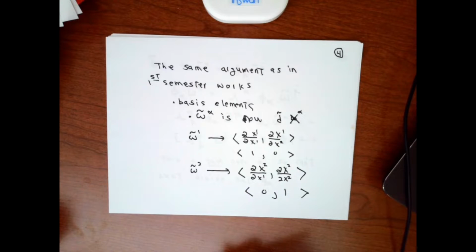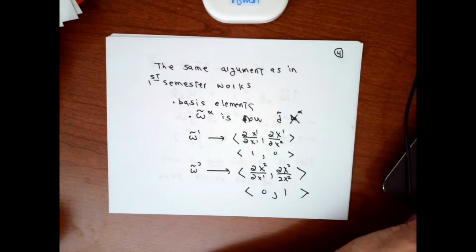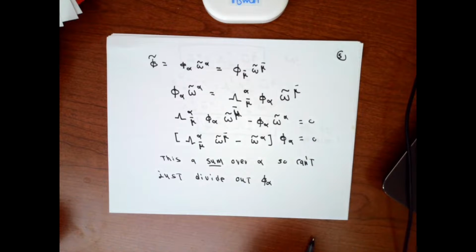Likewise, omega tilde 2 has components partial of x2 with respect to x1, partial of x2 with respect to x2, and you obtain the components for omega tilde 2 to be 0 and 1. These kind of thoughts are true regardless of how you specifically set up your indexing. Any one form, thinking of its components, can be thought of as a component times a basis element.